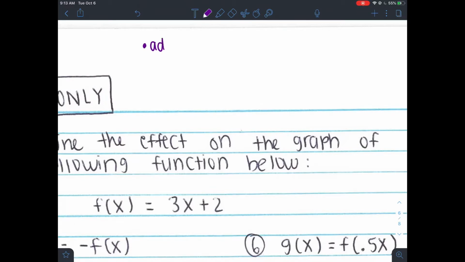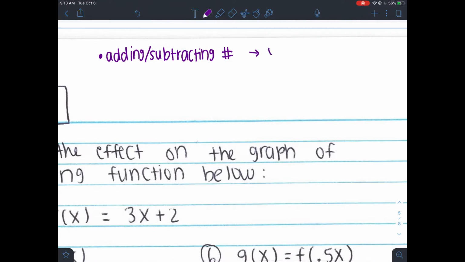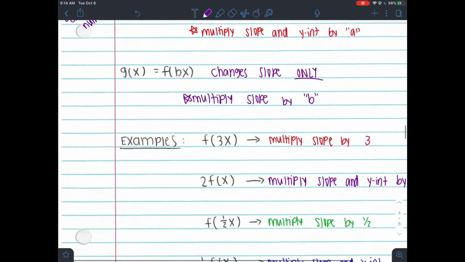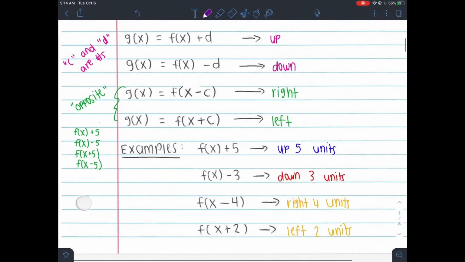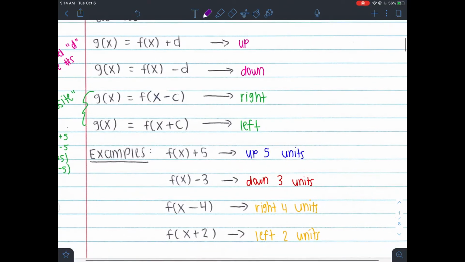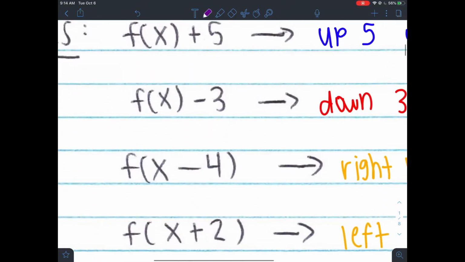So when you're adding or subtracting a number, that's going to indicate whether you go up, down, left, or right. And I'll go back up to kind of remind us. Remember when we're adding or subtracting, you clearly see that you're either adding a number or subtracting a number. That's going to tell you that you're going to be translating it either to the left, to the right, or going up or down. So here you see you're subtracting 3, you're adding 2.